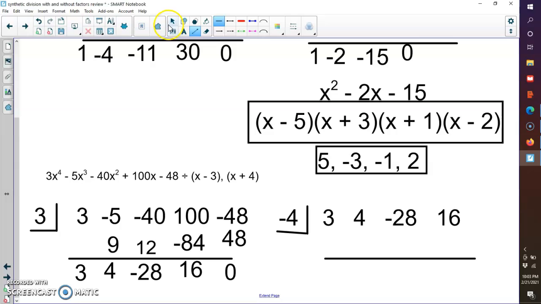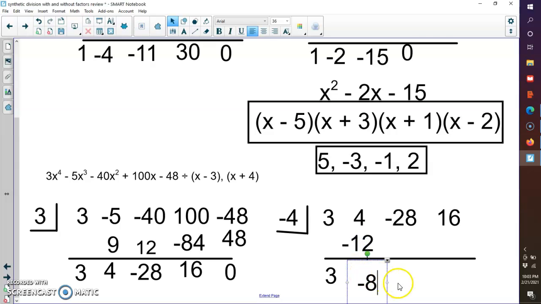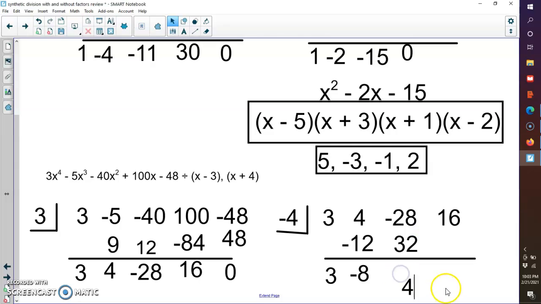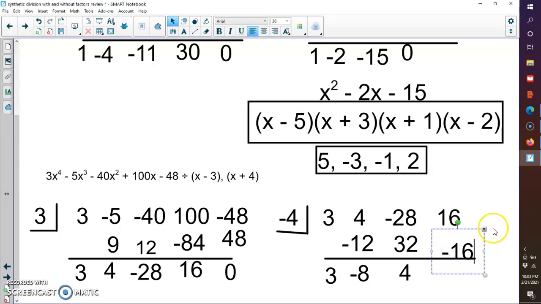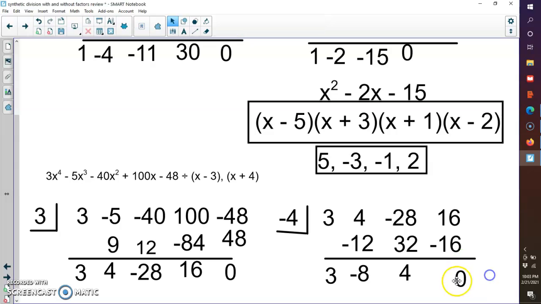All right, so we bring down that first number, which is 3. 3 times negative 4 is negative 12. So we're left with a negative 8. Negative 8 times a negative 4 is 32. So that gives us 4. And 4 times negative 4 is negative 16. So negative 16, we get a 0 here. And now I'm down to a point where I can factor.